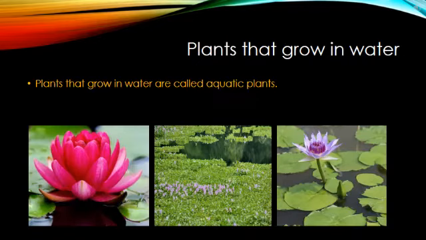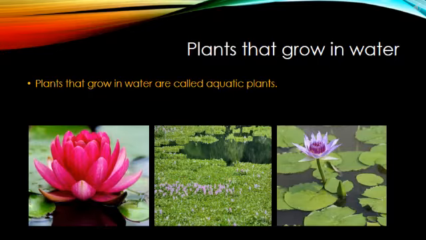Now children, here are three pictures. Can you see? Now can you tell me what is the common factor in all of them? Yes, the three types of trees that you have seen here, all are growing in water. Okay, now today's topic is plants that grow in water.